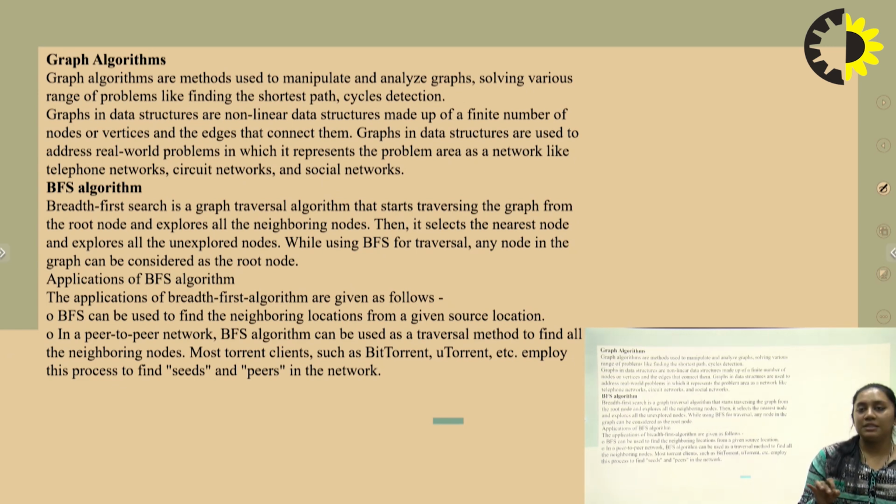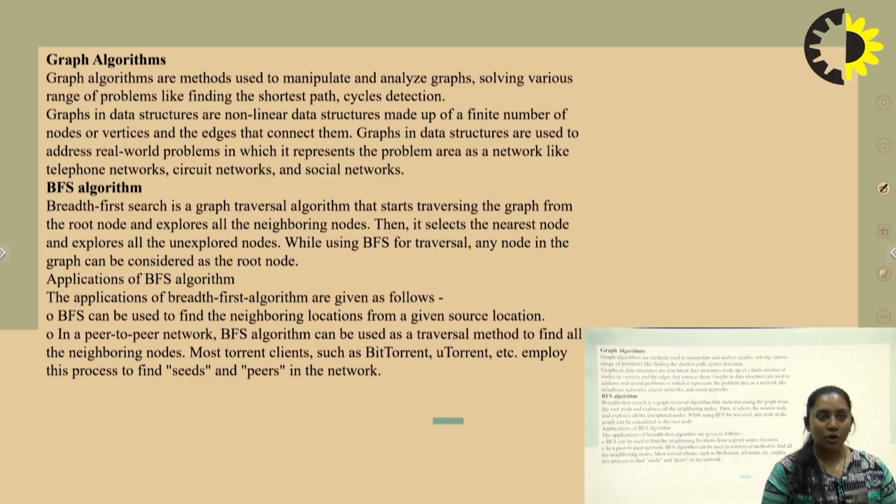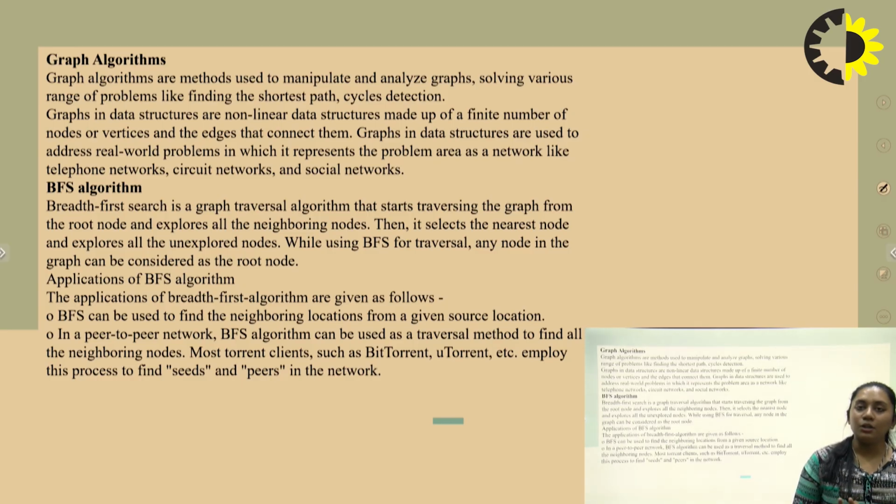All these graphs are one of the nonlinear data structures, made up of a finite number of nodes, vertices, and edges that connect them. If we talk about the BFS algorithm, it is a traversal algorithm that starts traversing the graph from the root and explores the neighboring elements. It selects the nearest node and explores all the unexplored nodes. The application can be used for location purposes, like finding the neighboring locations of a source location, or for peer-to-peer networks between the nodes.